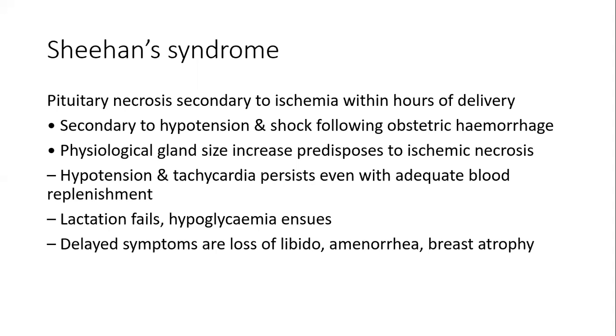So now for the delayed symptoms, we have loss of libido, amenorrhea, breast atrophy. And usually we have 2 forms. We have now the acute form and the chronic form of Sheehan syndrome.